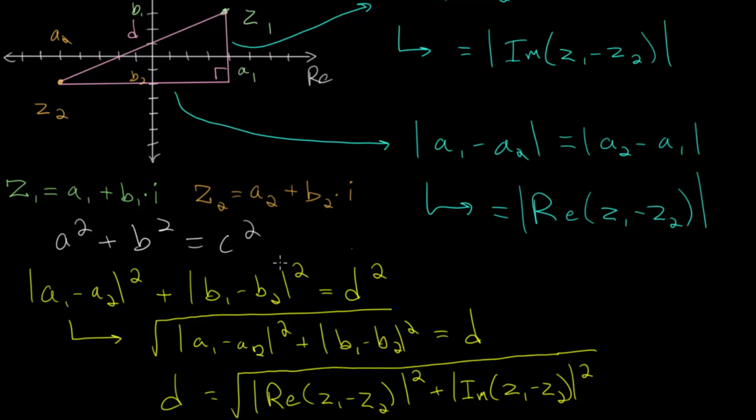But ultimately, all of this is just an application of the Pythagorean theorem. So in the next video, we will look at an example where we have two complex numbers, and we will use this distance formula to find the distance between those two complex numbers.